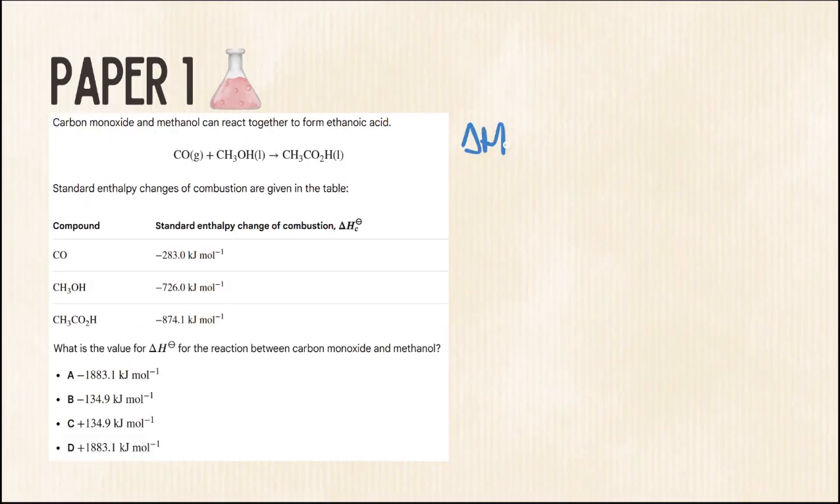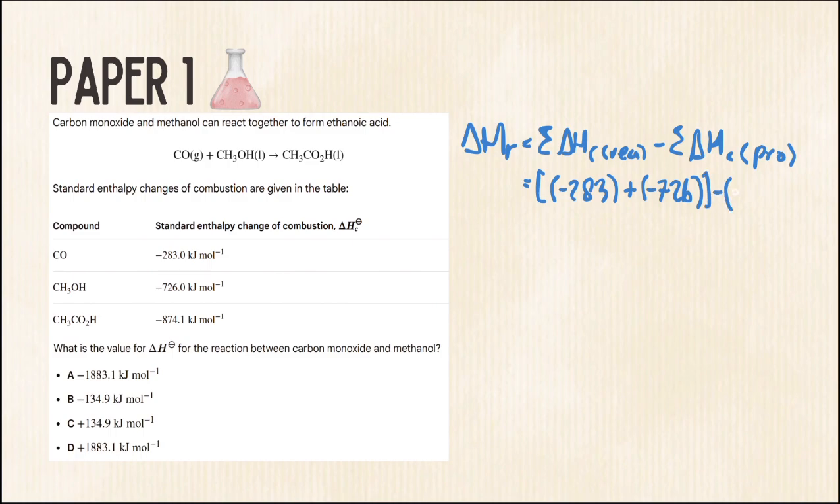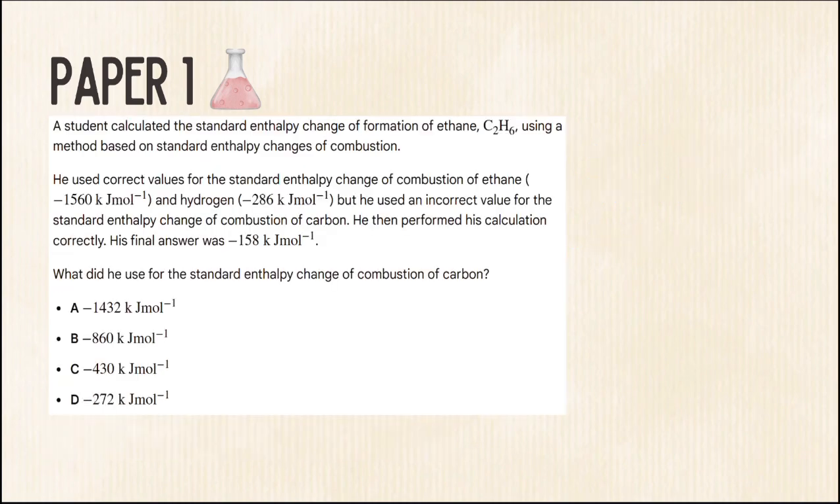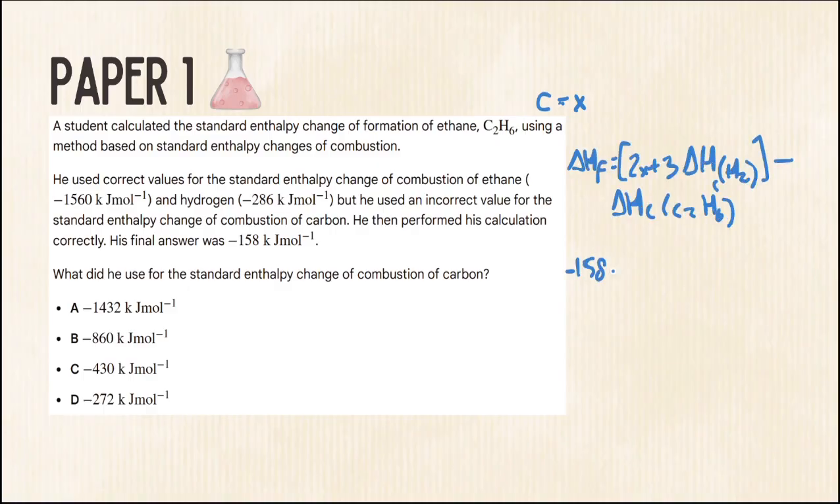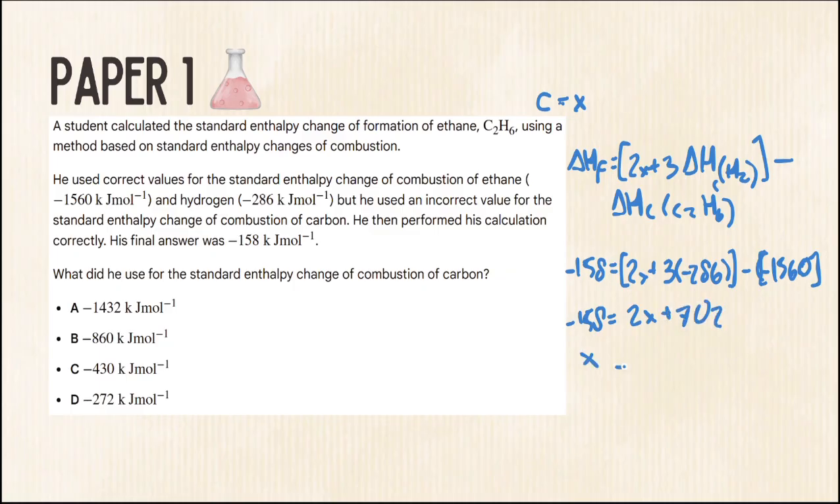Here's our next question. Just like the last question, since we are dealing entirely with combustion data, we use our trusty Hess's law shortcut, reactants minus products. We'll just plug the values from the table, do the math, and we get the final answer of negative 134.5 kilojoules per mole. The student calculated the formation of ethane to be negative 158, but he used a wrong combustion value for carbon. We need to find that wrong number. Since it's combustion data, use the rule reactants minus products. That leaves us with negative 158 equals 2x plus 702, and x equals negative 430.